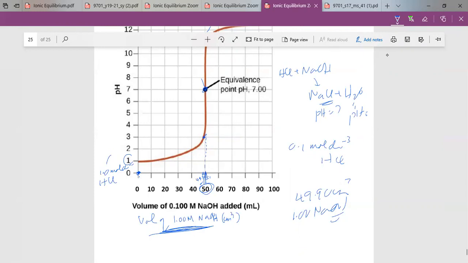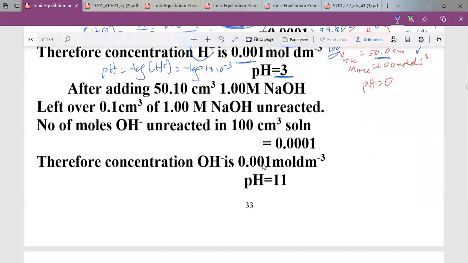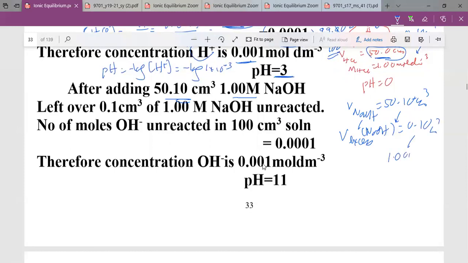How about if I go 50.1 here? Okay, just one more drop here, 50.10 cm cube of your NaOH added. Okay, now I'm going to calculate again here. So after adding 50.1 cm cube of NaOH, here got 50 HCl. It's about 2 drops only. Okay, right after here, the volume of excess NaOH, how much is it? It is 0.10 cm cube of 1.00 mole per dm cube solution.